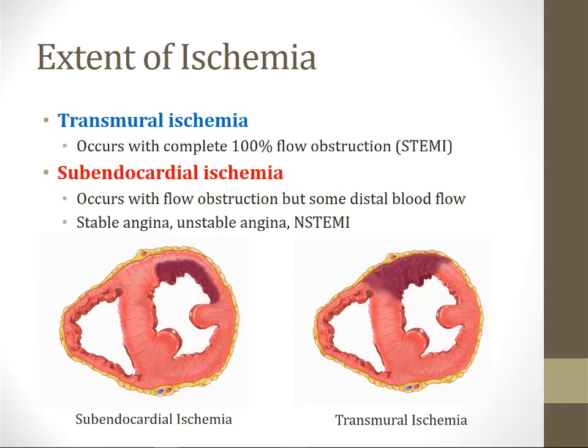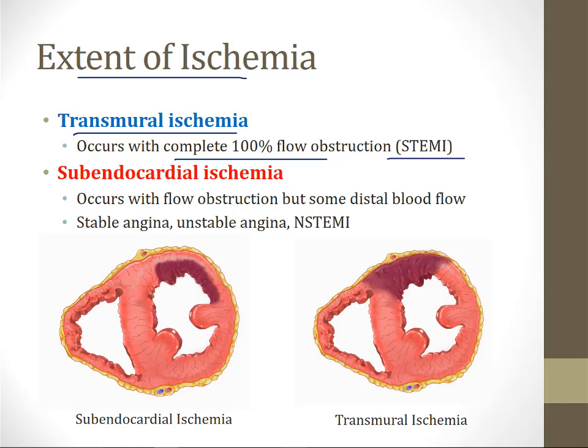When you look at the extent of ischemia, meaning the extent of myocardial tissue affected by ischemia, there are two general pathologic patterns that are seen. The first pattern is called transmural ischemia. This is what is seen when there is complete 100% flow obstruction in a coronary artery, as occurs in a STEMI.